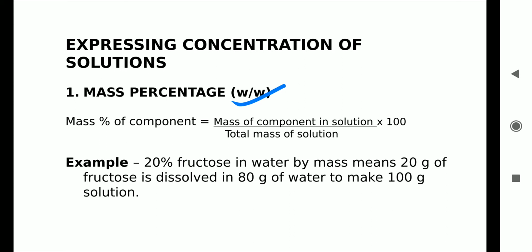The formula for calculating the mass percentage of component is mass of component in solution upon total mass of solution, multiply by 100. For example, if 20% fructose is given in water by mass, it means 20 gram of fructose is dissolved in 80 grams of water to make the total mass of solution as 100 grams, right?